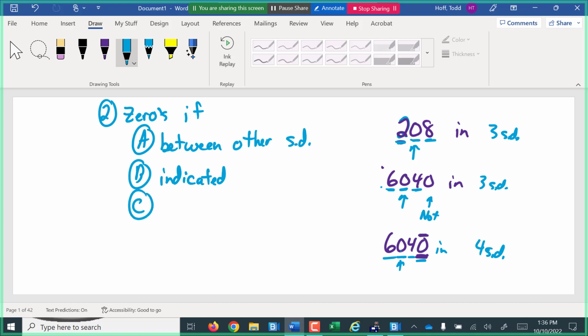This third possibility for the zeros is the one that people find the most difficult to remember. And that is otherwise unnecessary. What that means is if there's no other reason or no other need for that number to be there.